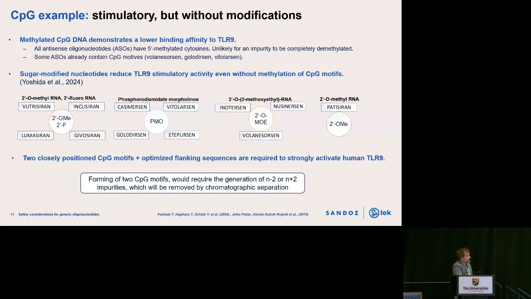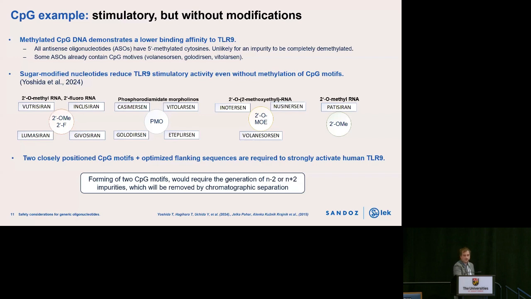But more importantly, some ASOs, which are, let's say, not vaccines, already by themselves contain CpG motifs. So again, just looking from a toxicological perspective, if there is an impurity present that has a CpG motif, it wouldn't really add much to the risk because you already have a high dose CpG containing molecule present. Secondly, and most importantly, sugar-modified nucleotides reduce TLR9 stimulatory activity even without methylation of the motif.